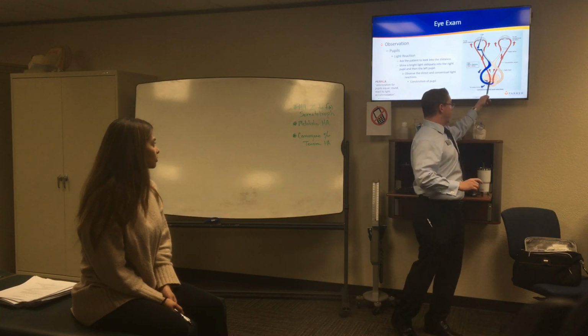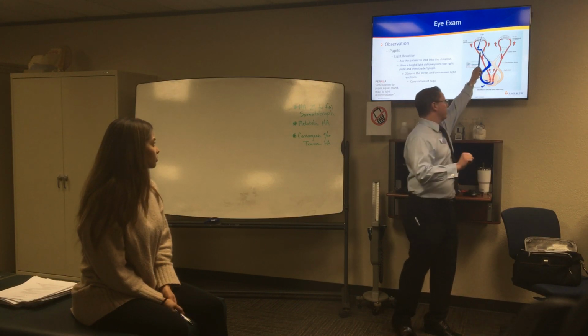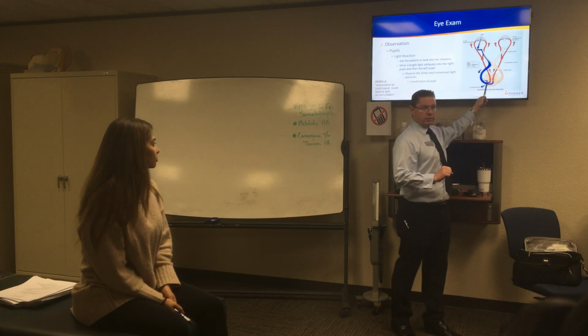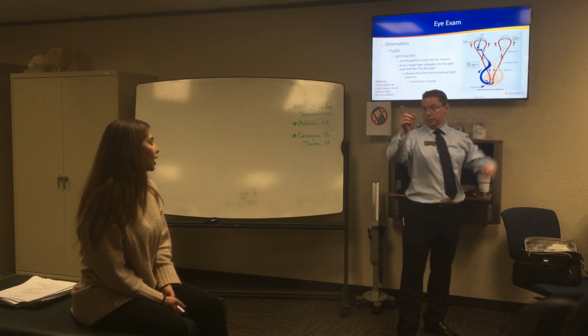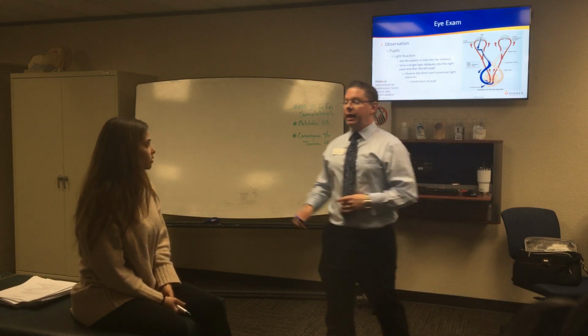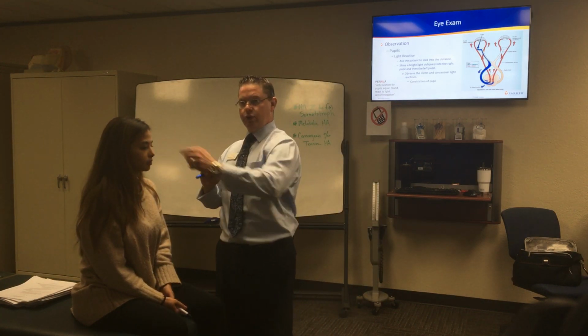So if I shine in this left eye and there's direct but no consensual, in order to get direct, that means oculomotor's working there. It caused the constriction. It also means that the optic nerve worked because it sensed it. So where was our issue? Oculomotor on that opposite side. Does that make sense? Now, if I shine in the left eye, there's no direct, but there is consensual.